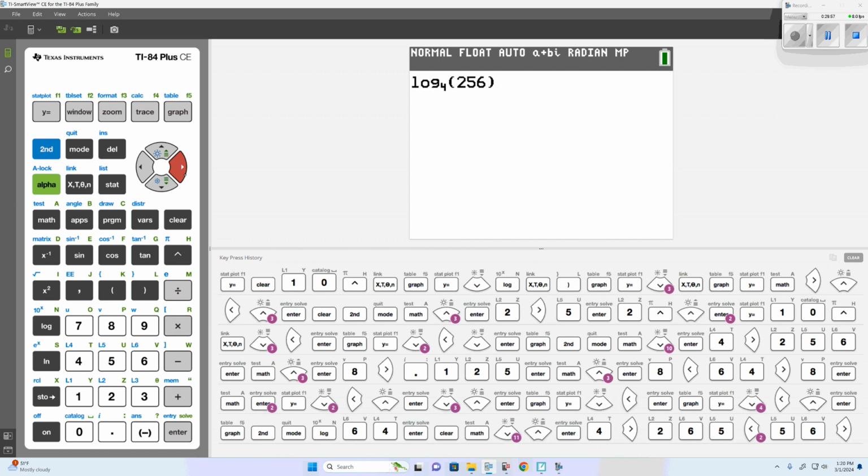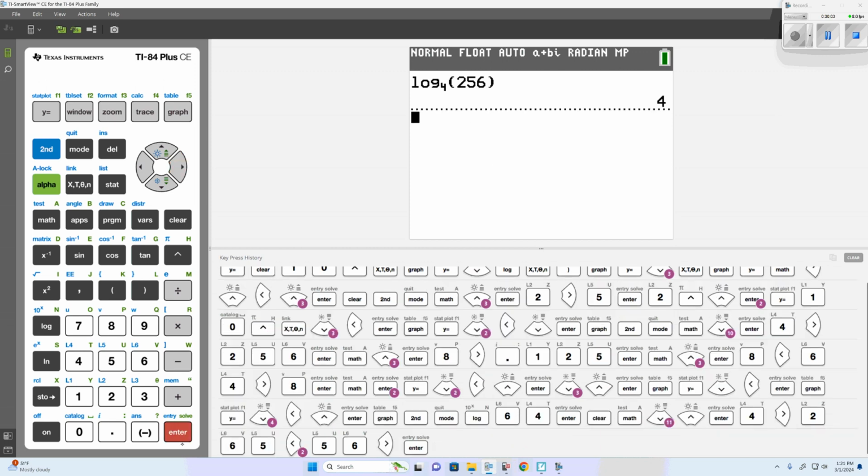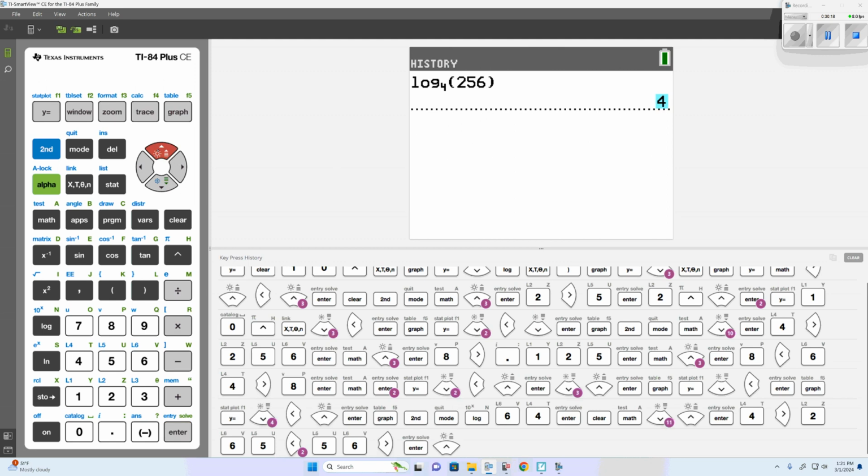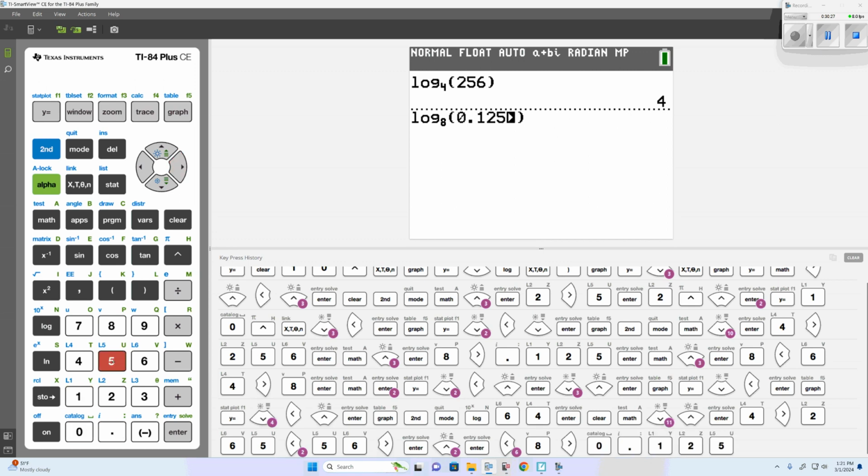So we hit math, then scroll up or down to log base and hit enter. What row? So it's 4. Do we have to do that every time? Wait, we could have done that the whole time? For these last set, yeah, because we can reselect it and say log base 8 of 0.125.